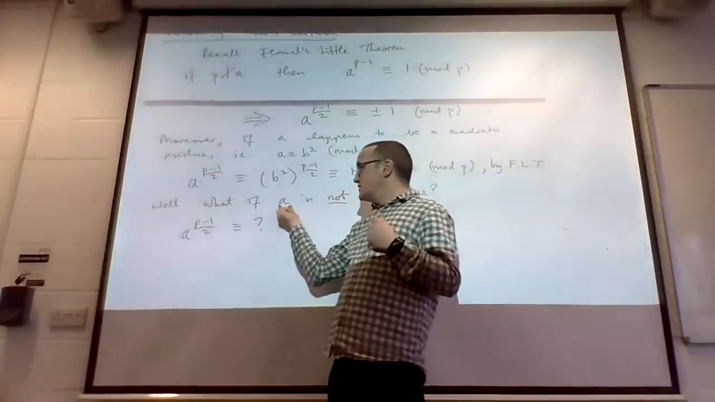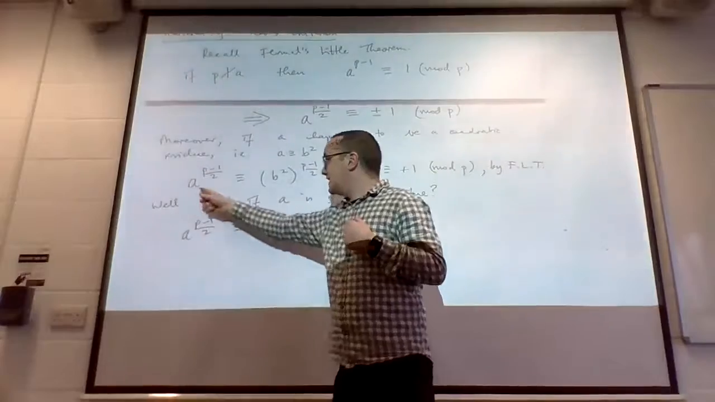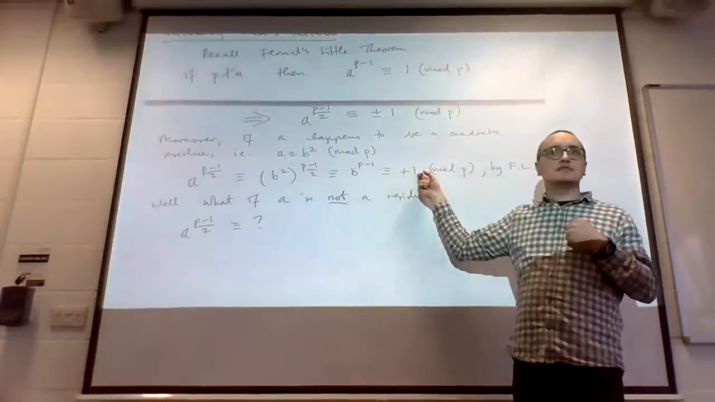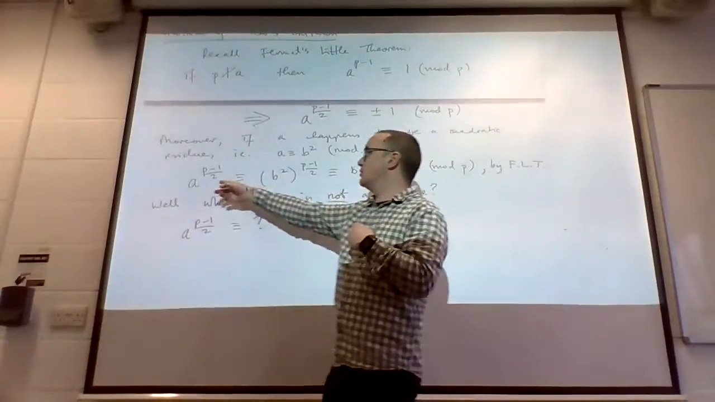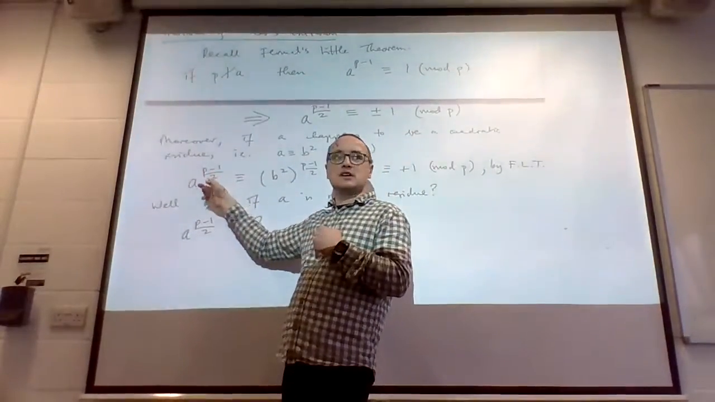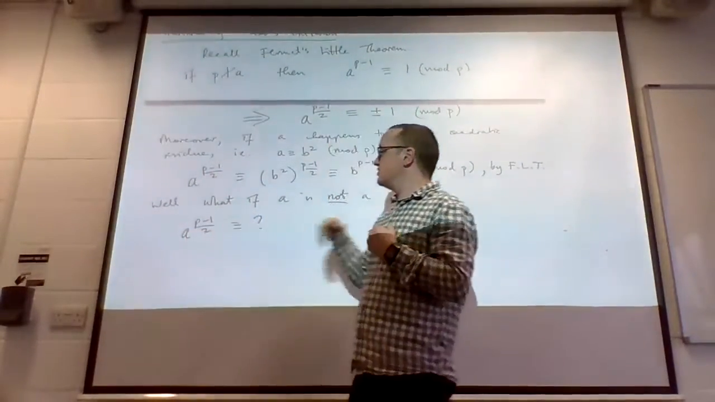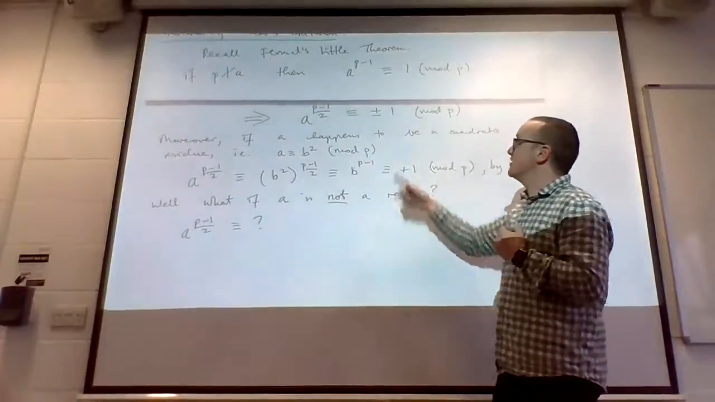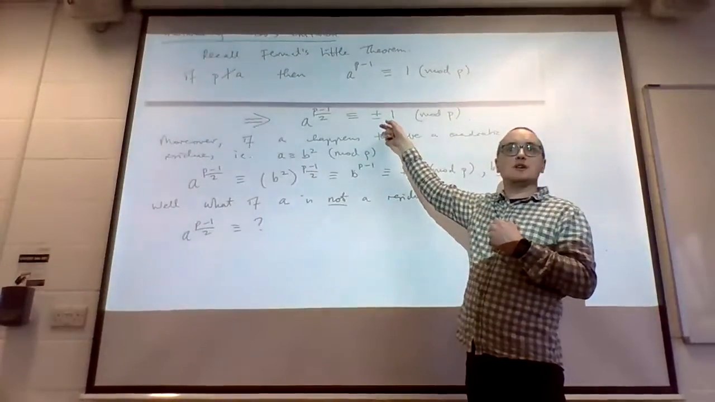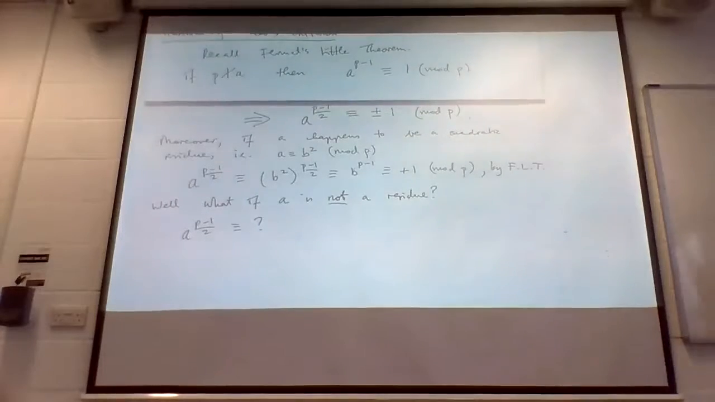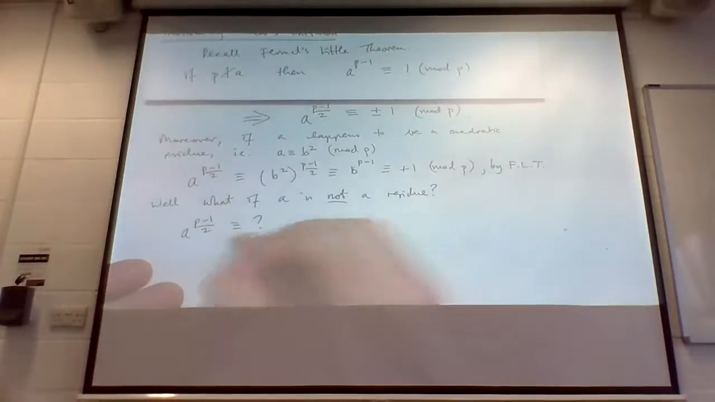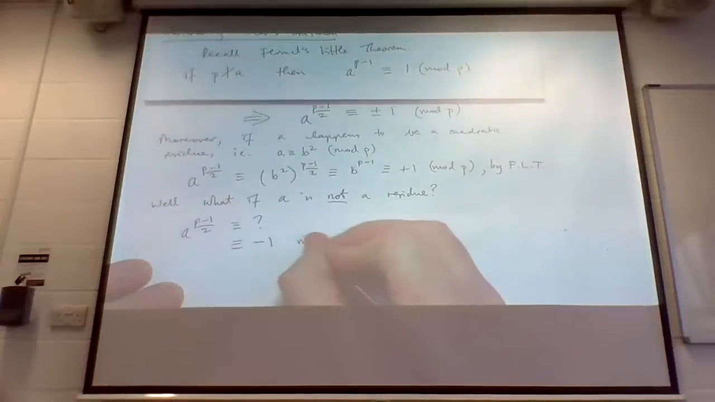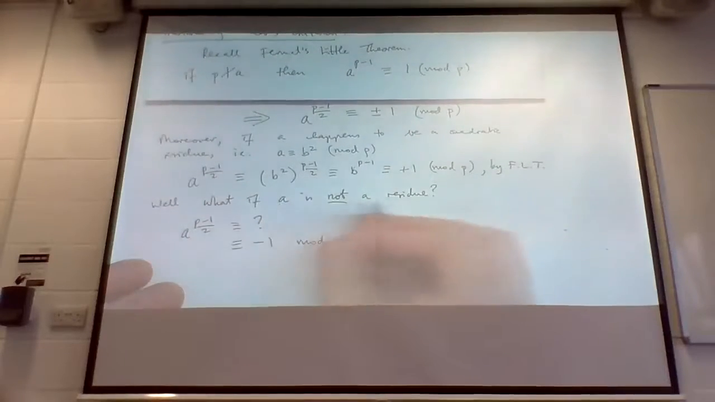So our non-residue cannot give us the value plus 1, because that would be too many solutions to this polynomial, which is degree (p-1)/2. So a to the power of (p-1)/2 cannot be plus 1, so therefore it has to be minus 1 if a is a non-residue. It has to be minus 1 mod p. So this is in the case where a is not a residue.